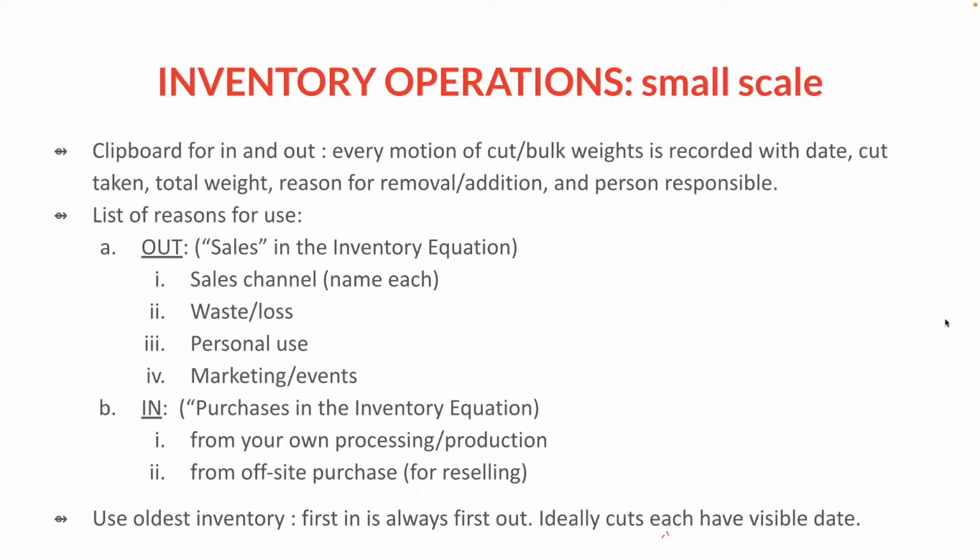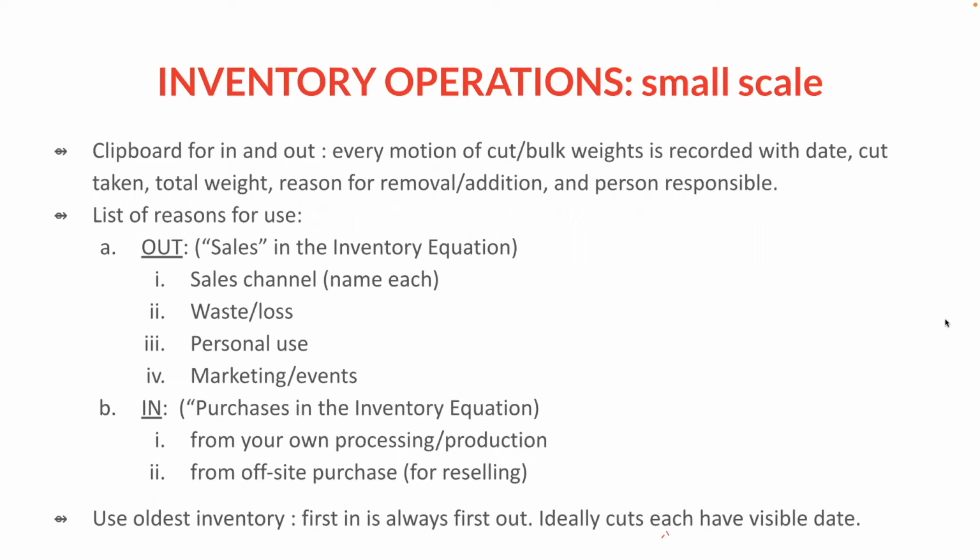And we have those line item expenses inside of our accounting for those reasons, which is why when you physically move the meat, we want to record what it's going to do. So what do we record when the meat comes in? This is what we call purchases in that inventory equation, right? So it's either coming in from your own processing and production, or it's coming in because you actually bought someone else's meat and you're going to resell it, or somebody else's carcass, right?